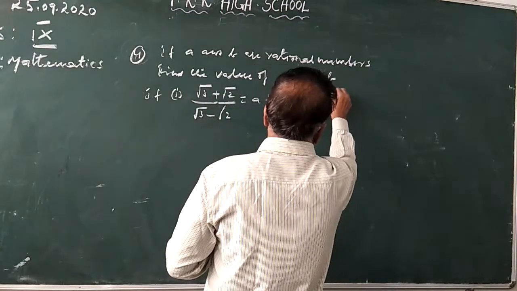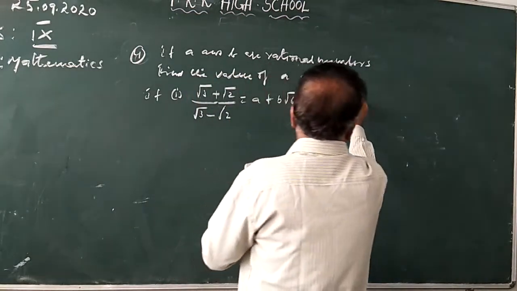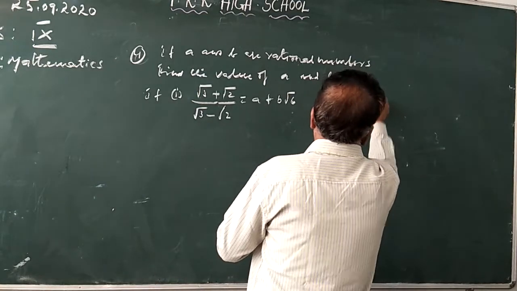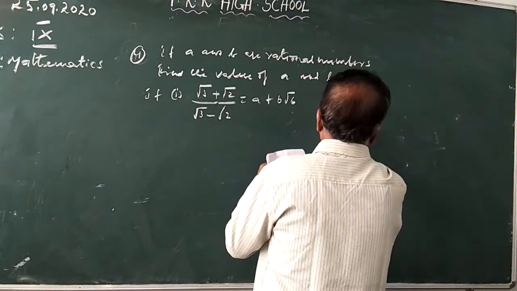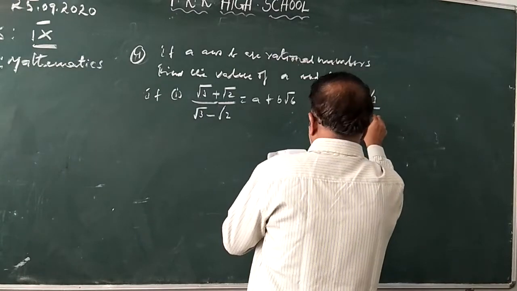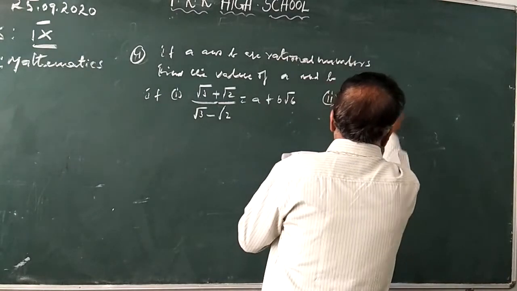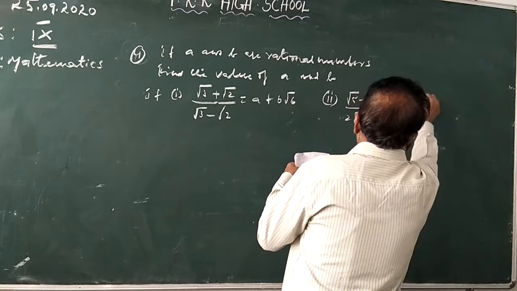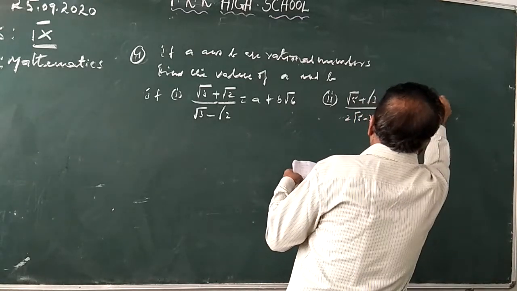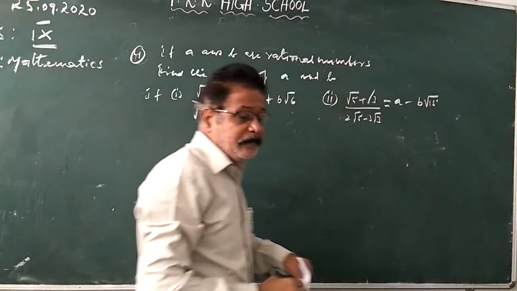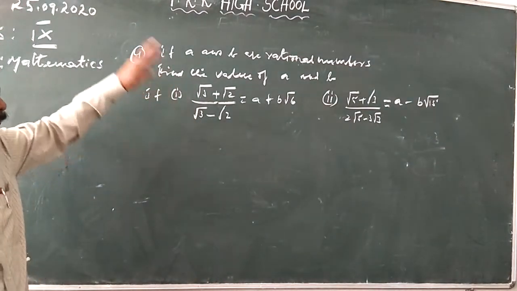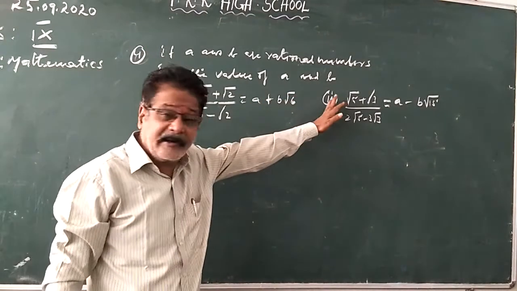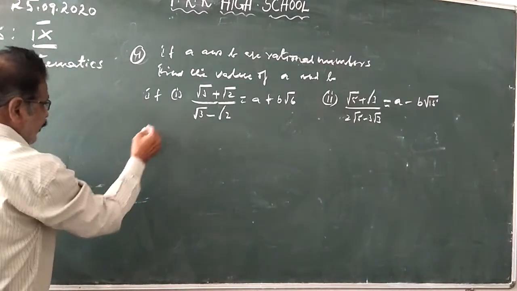Second bit, first bit I will explain, second bit you write. The second bit is root 5 plus root 3 by 2 root 5 minus 3 root 3, that equals A minus B root 15. So I will explain this first bit. The same model you compute the second bit. Now first bit I will explain.